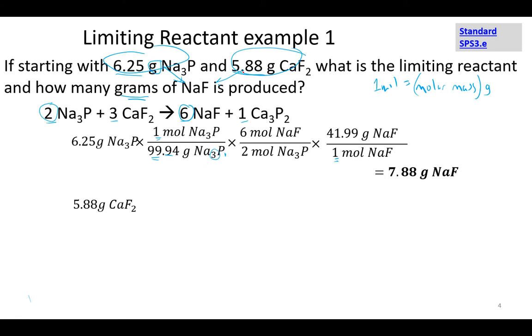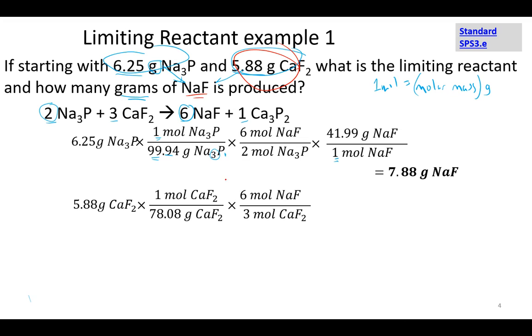This time starting with my CaF and going to my grams of NaF. So you'll notice that the nice thing is this looks really, really similar from one calculation to the next. So my molar mass is different because my substance is different. My coefficients are different because we're starting with something else. This time we're starting with the calcium fluoride going to this sodium fluoride. The only thing that would be consistent between the two calculations is this last step because they're both going to the same place.